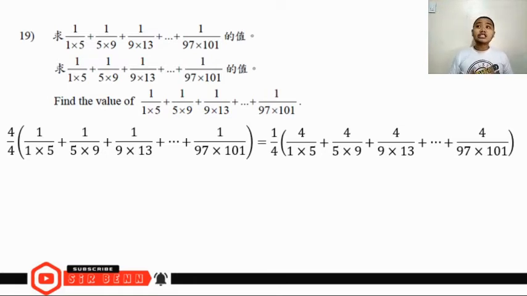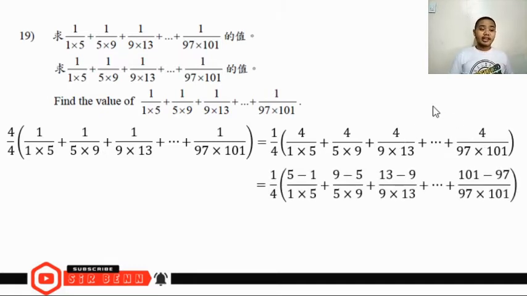Now, let us express the numerator in such a way that it is the same as the difference of the denominator factors. What do I mean by that? On the first fraction, isn't it that the denominator is 1 times 5? If we subtract those, 5 minus 1, that is 4. So I'm going to change 4 here by 5 minus 1. Same thing with this one: I'm going to change 4 here by 9 minus 5. This one will become 13 minus 9. This will be 101 minus 97.